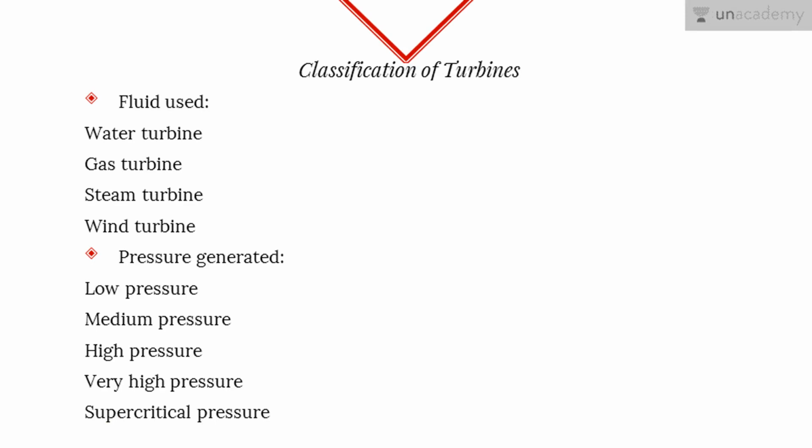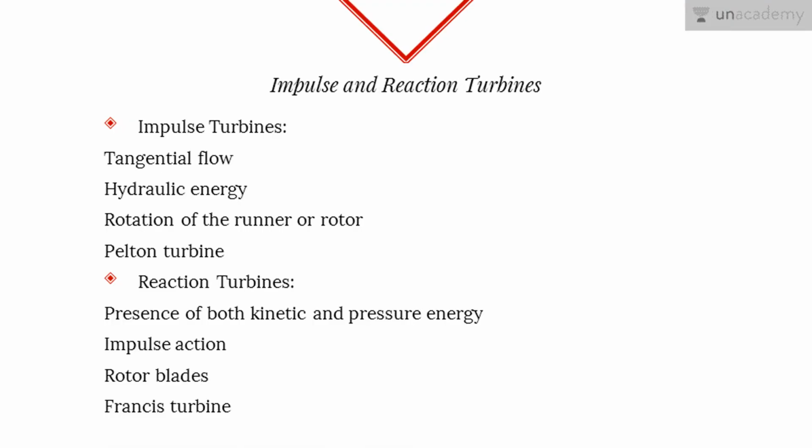Pressure generated turbines I have already mentioned. And according to the fluid used, they are classified into water turbine, gas turbine, steam turbine and wind turbine. So you can see the fluids used are water, gas, steam and wind.